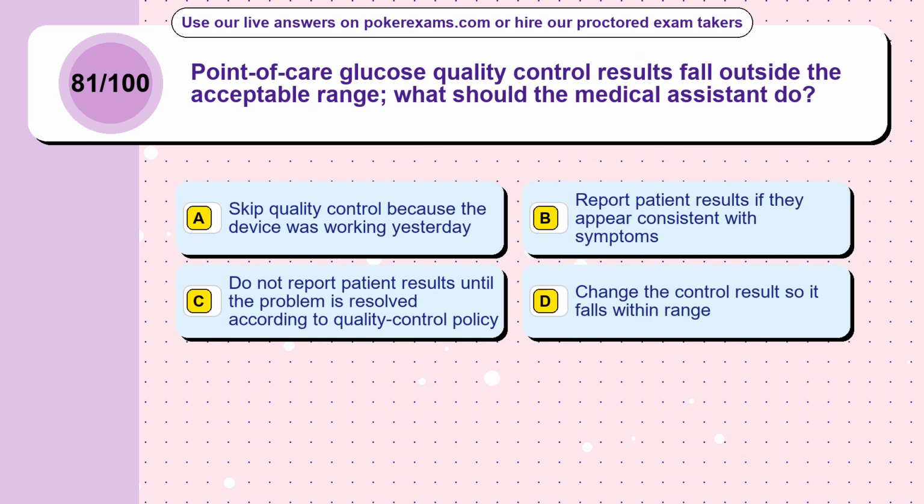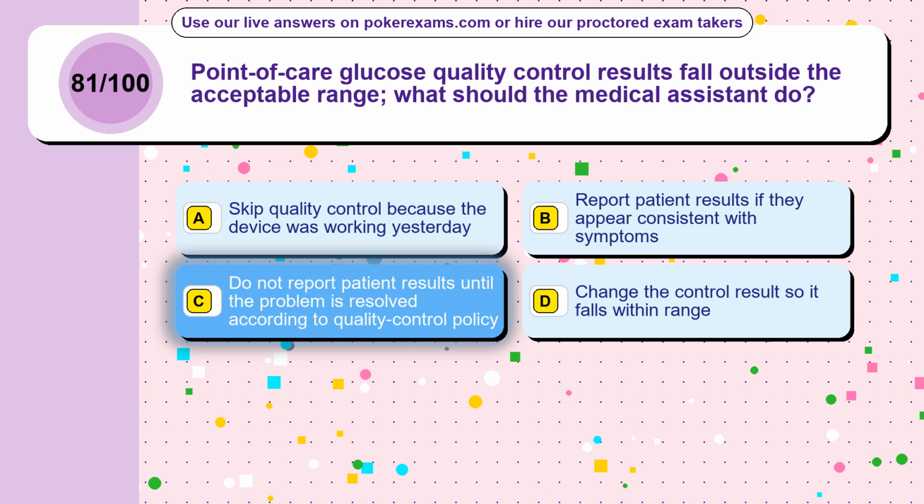Question 81. Point-of-care glucose quality control results fall outside the acceptable range. What should the medical assistant do? Option A. Skip quality control because the device was working yesterday. Option B. Report patient results if they appear consistent with symptoms. Option C. Do not report patient results until the problem is resolved according to quality control policy. Option D. Change the control result so it falls within range.